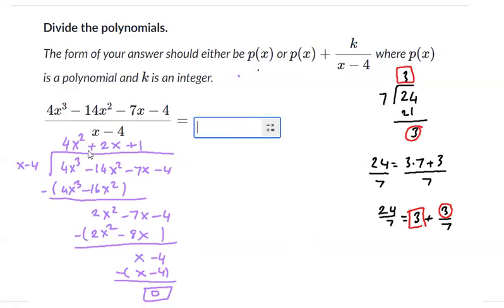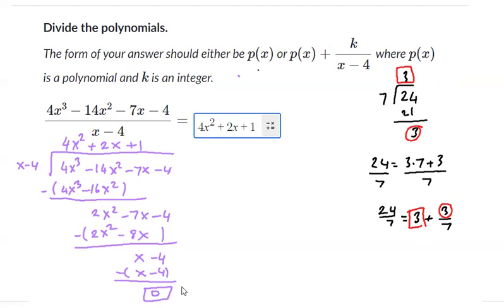So the 4x squared plus 2x plus 1 is my quotient, which is this 3. That was right here. So I'm going to write that first: 4x squared, and then we have 2x, right? And then plus 1.